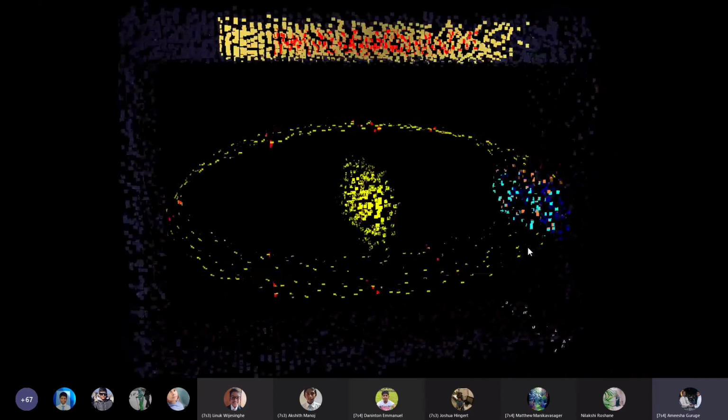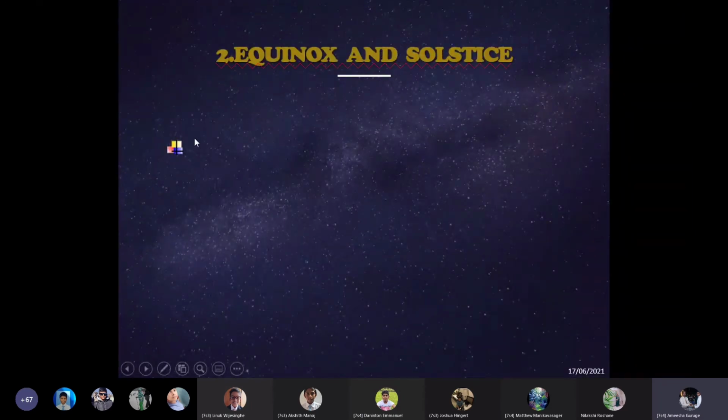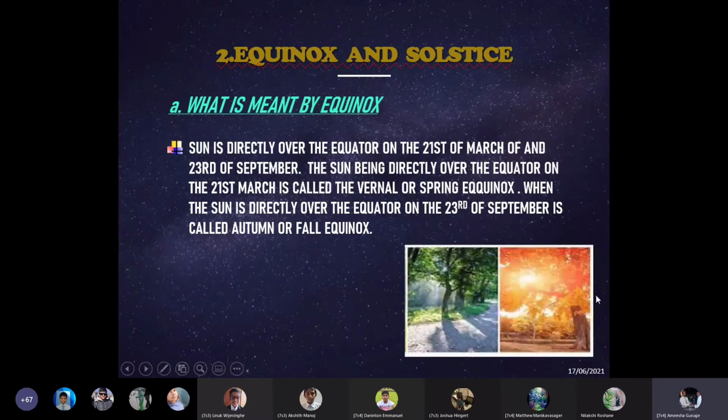Okay, now let's go for our second main topic, equinoxes and solstices. Under that, the first subtopic is what is meant by an equinox. When the sun is directly over the equator on a certain day, that is known as an equinox. When the sun is directly over the equator on the 21st of March, it is called the vernal or spring equinox. And when the sun is directly over the equator on the 23rd of September, it is called the autumn or fall equinox. So this is the autumn equinox and this is the spring equinox.